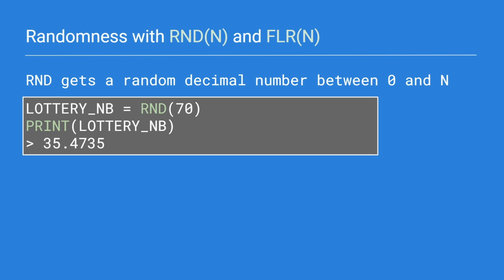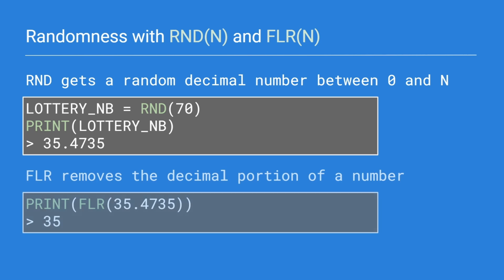Pico8 and Lua provide an instruction to do this called FLR, which stands for floor. Floor takes a single argument, which is the decimal number that will be truncated. So if you look at the example below, we truncated the decimal number, the one that was generated above, 35.4735, and the result of that instruction is simply 35. So one thing that's interesting is that we can now combine the floor instruction with the random instruction, and this way we can actually retrieve a random integer.